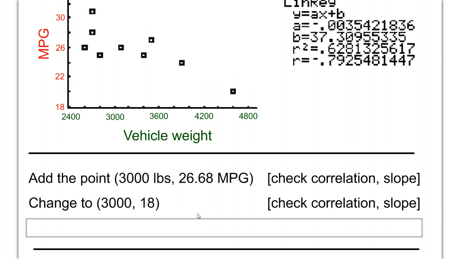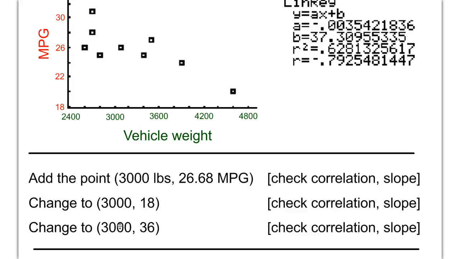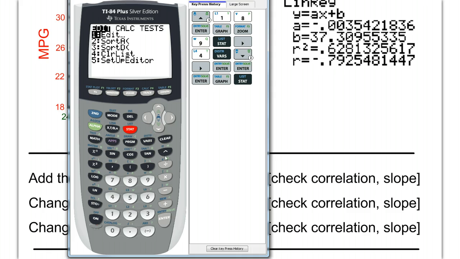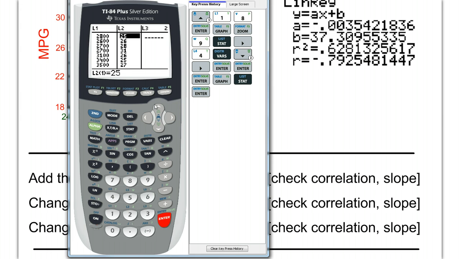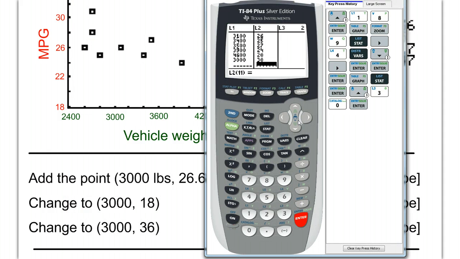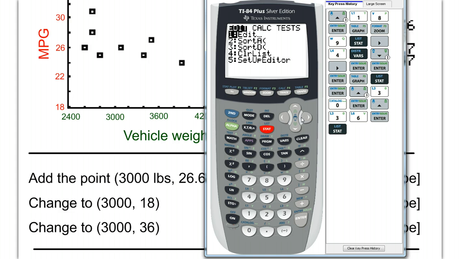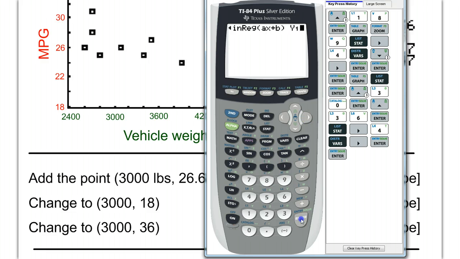Last change we're going to make is we're going to change that point to 3,000 and a y value of 36. So we do stat edit. Go to the bottom of list 2. We change that 18 to a 36. We go to stat, calc, fourth one down, linear regression. We do our vars, vars, enter, enter, enter trick.